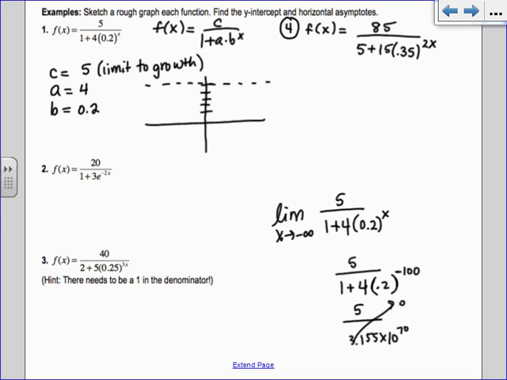So what that means is, as I'm plugging in a really, really big negative number, I'm getting closer to the x-axis. So on the left side of my graph, I'm going to be over here. On the right side of my graph, I'm closer to the limit to growth.